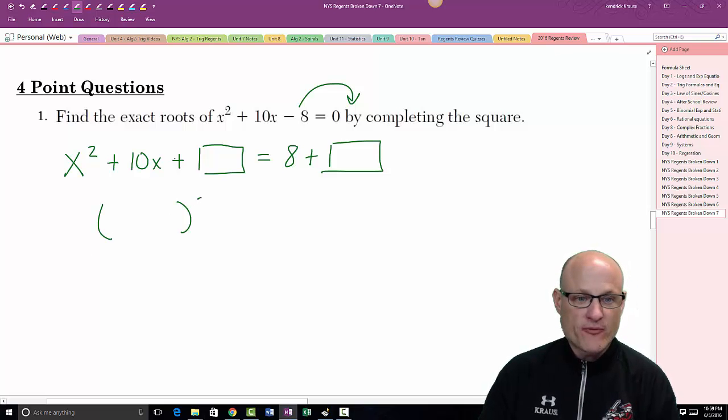Writing this as a perfect square trinomial, we're going to write x squared plus half of this goes here, and then 5 squared goes here. But if I put a 25 here, I've got to put a 25 here. So I get equals 33.